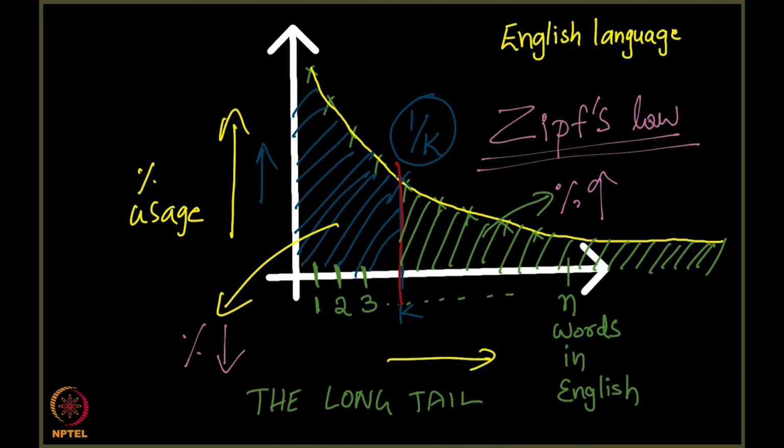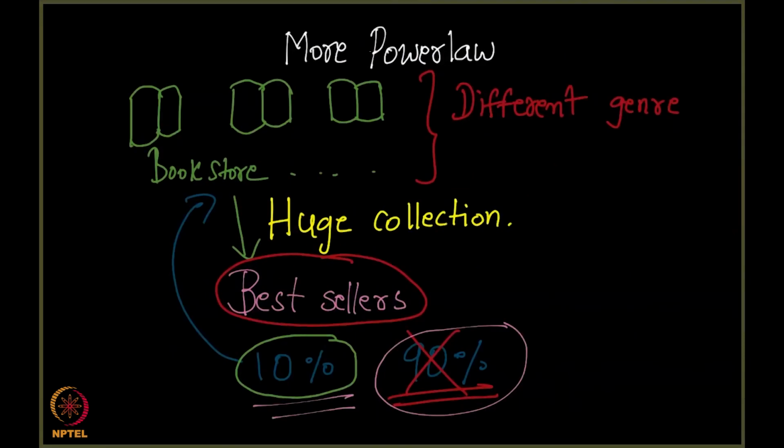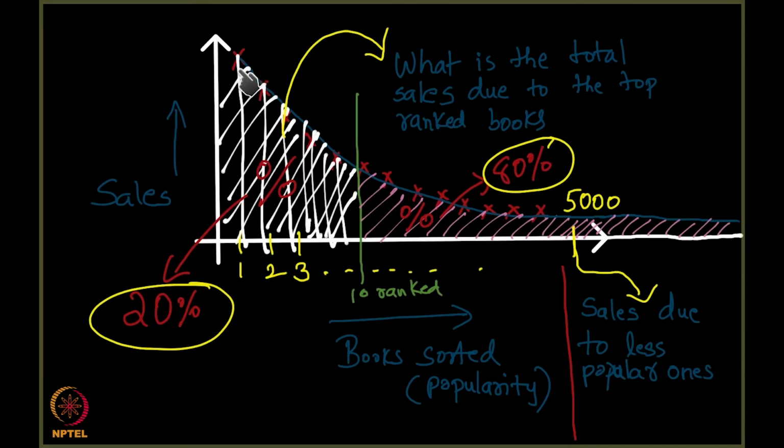What is the long tail phenomenon? The long tail phenomenon is nothing but the fact that the popular products are less in number, although they're popular, and less popular products are more in number, although they're less popular. They sort of dominate the space.